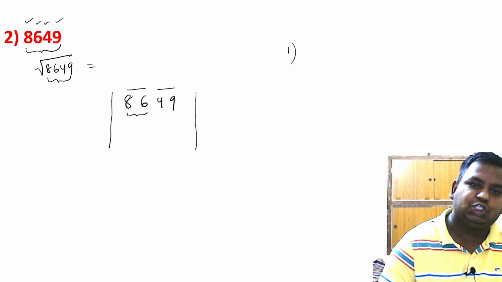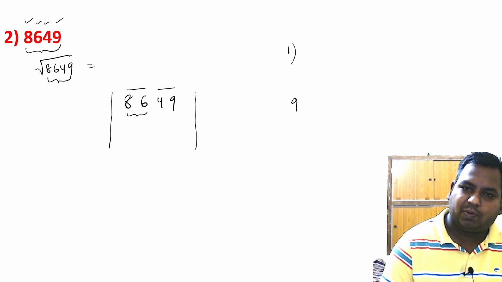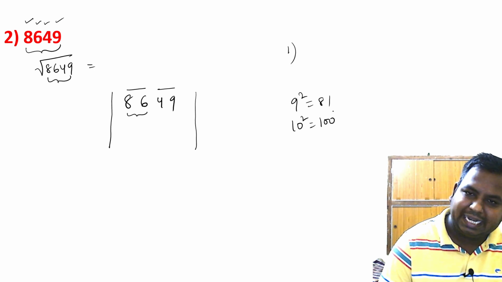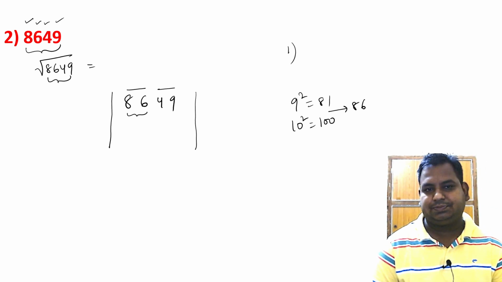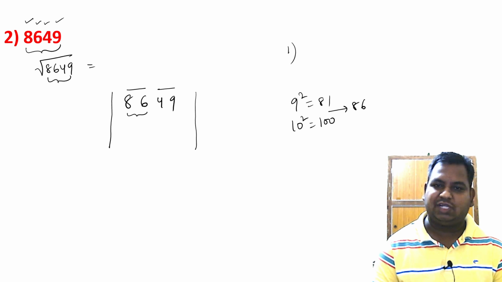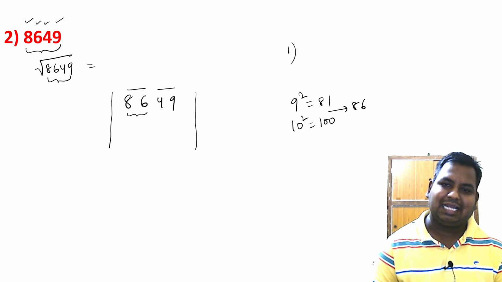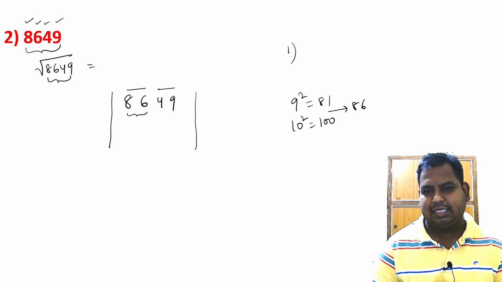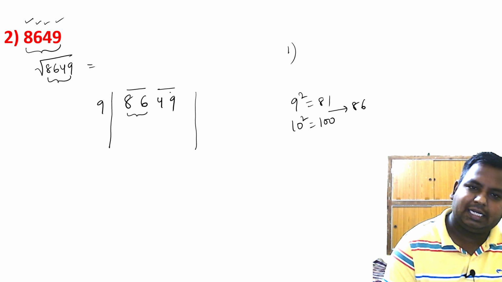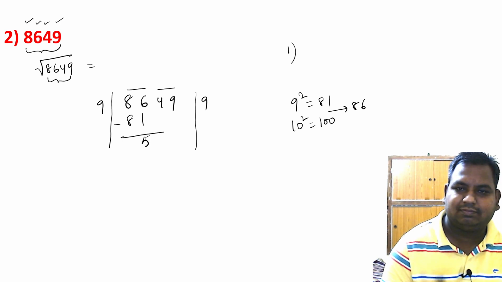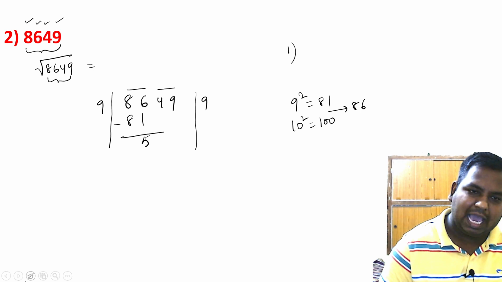So what should you do? You should take the nearest square. 9 square is 81 and 10 square is 100. Our 86 lies between 81 and 100, so we have to consider the smaller one, that is 9 square. So 9 9s are 81. Remainder is 5.